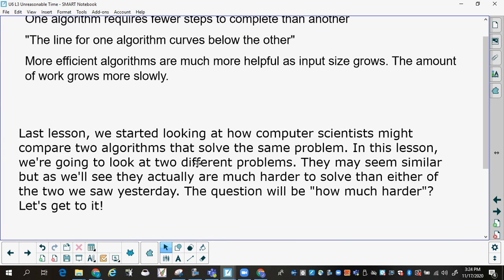Now, last lesson, we started looking at how computer scientists might compare two algorithms that solve the same problem. In this lesson today, we're going to look at two different problems. They may seem similar, but as we will find out, they are actually much harder to solve than either of the two that we saw yesterday. The question will be, how much harder? Well, let's get to it.